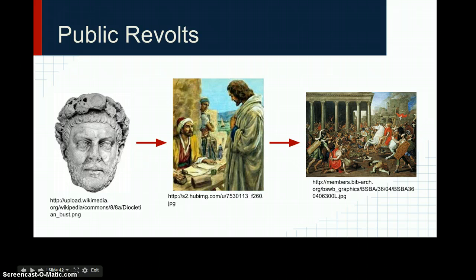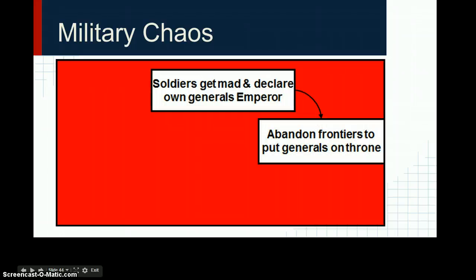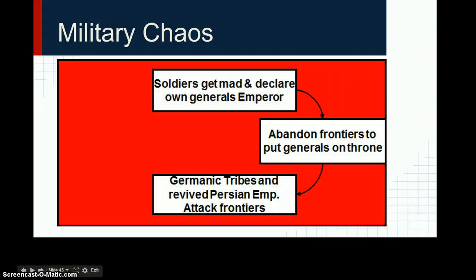The empire was not able to pay the soldiers, so they got mad and revolted. As the emperor was not able to pay the money soldiers demanded, they got mad and declared their own generals as emperor. To put the generals on the throne, soldiers abandoned their posts on the frontiers. Seeing this opportunity, the Germanic tribes and parts of the revived Persian Empire attacked the vulnerable frontiers.